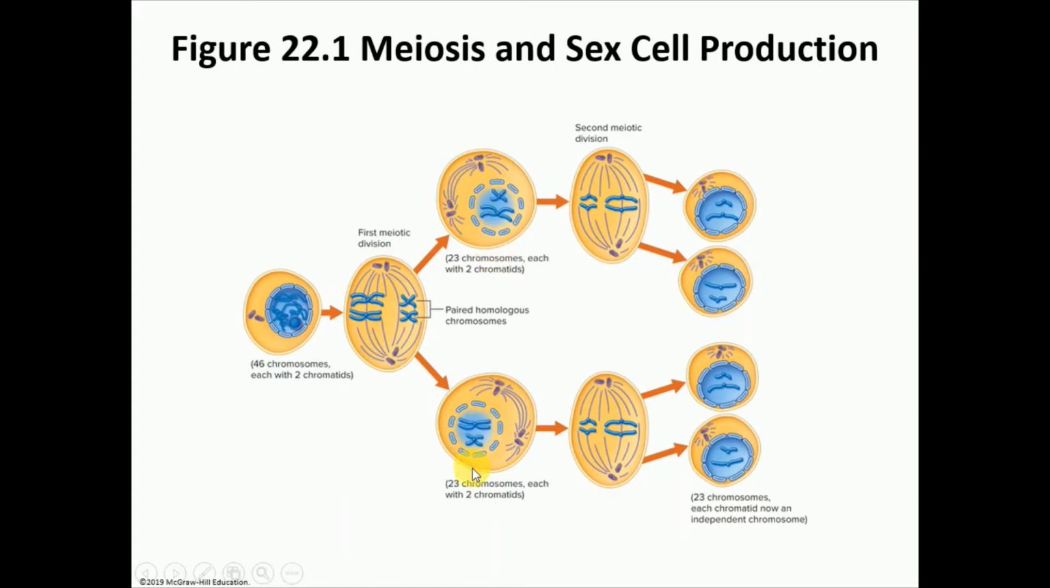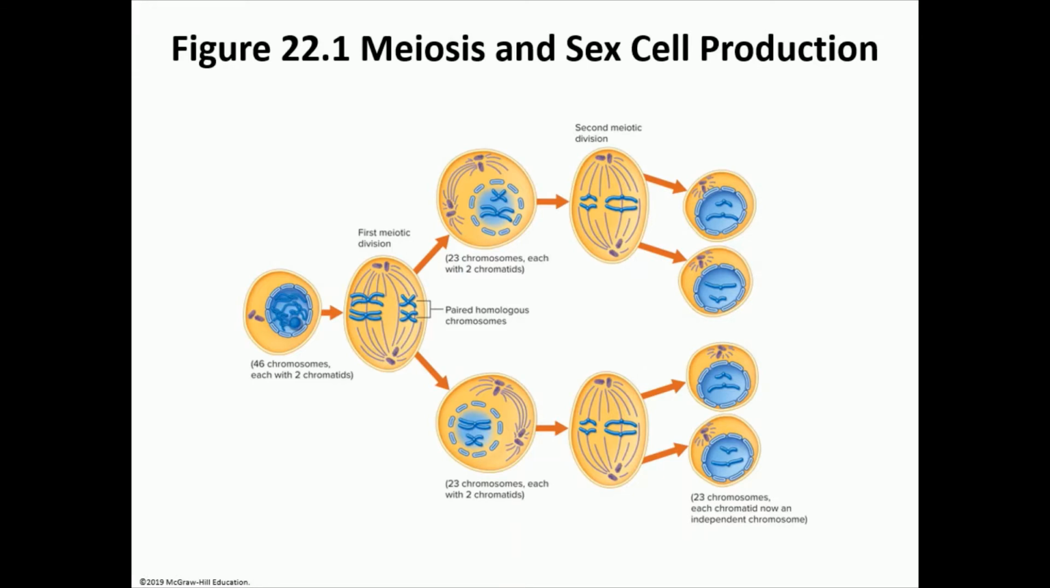So now you have 23 with 2 chromatids. In your second meiotic division, you're going to now split that 1 chromosome into 2. So you'll end up making these haploid cells, which again have 23 chromosomes, but each one now has just one chromatid, instead of that X-shaped chromosome with two chromatids.